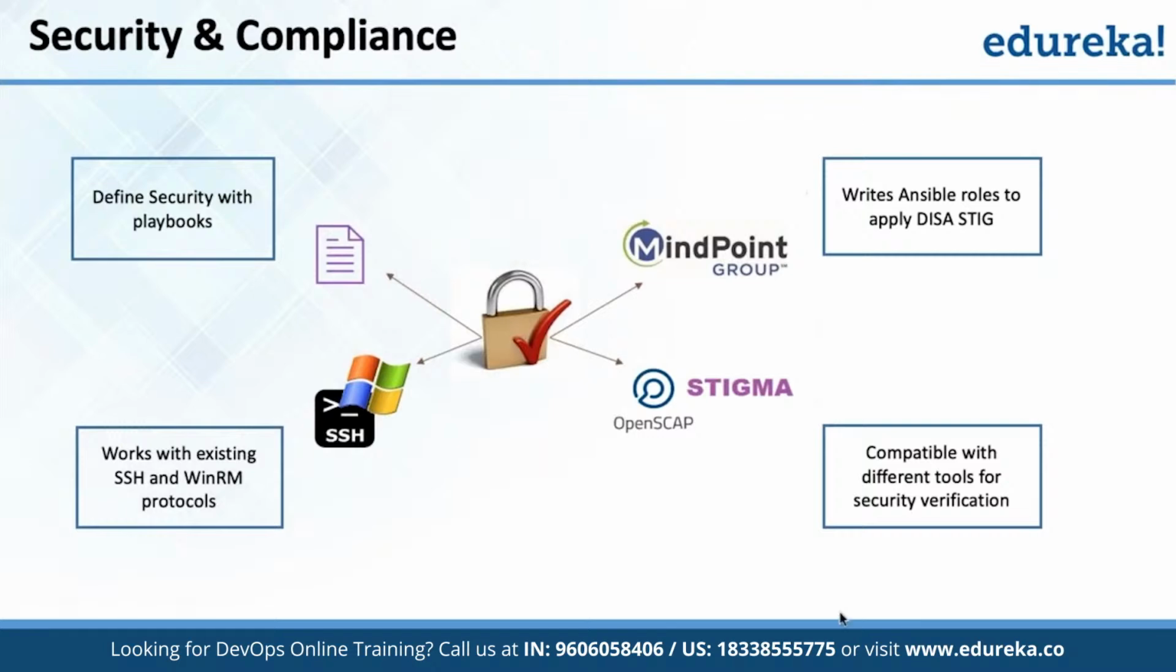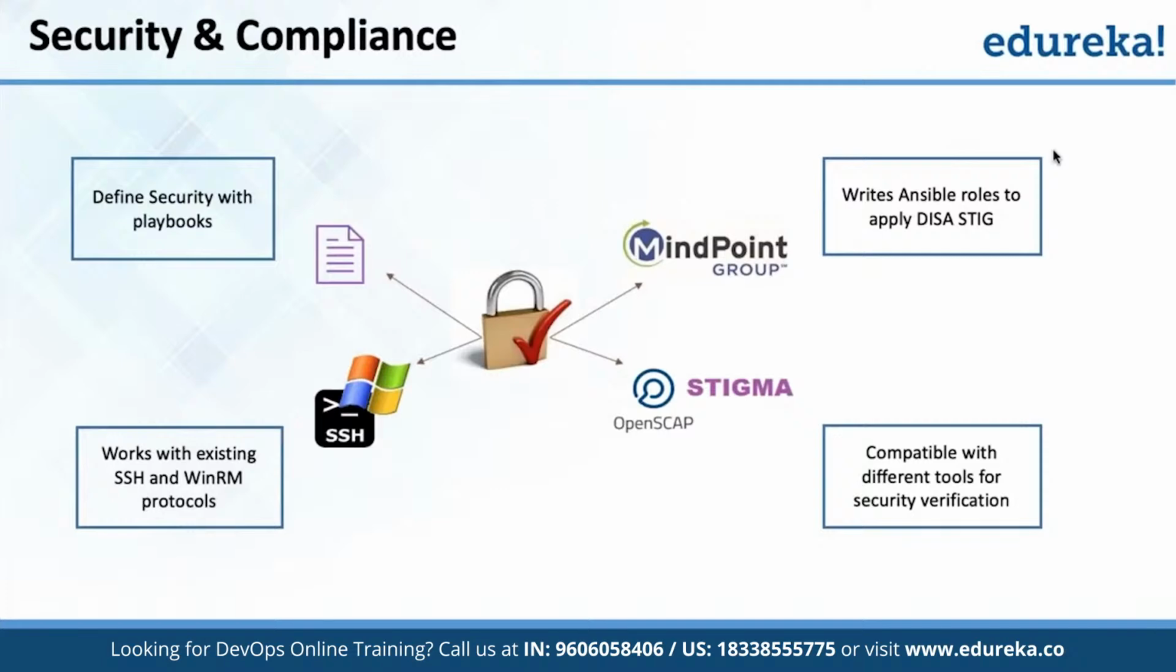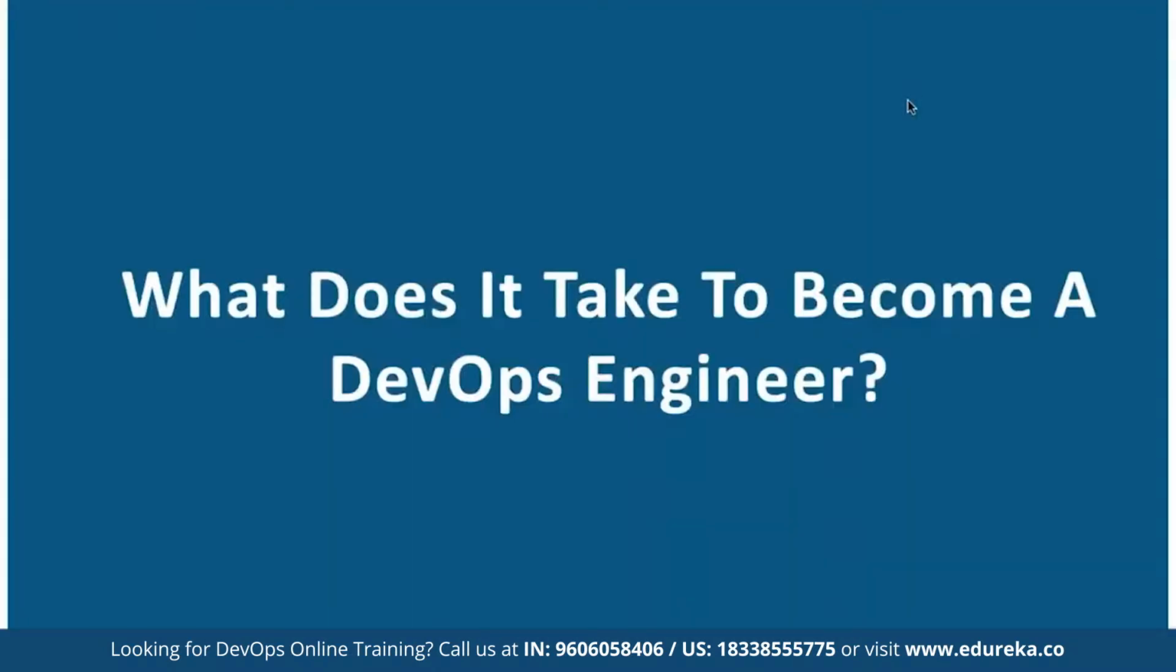If you have some third-party tools for security in your organization, Ansible can be compatible with those also. You can use Ansible for security verification, for the RBAC model, for SSH, for WinRM, all those things. Let's try some Ansible hands-on, and then we'll come to other parts of the slide.